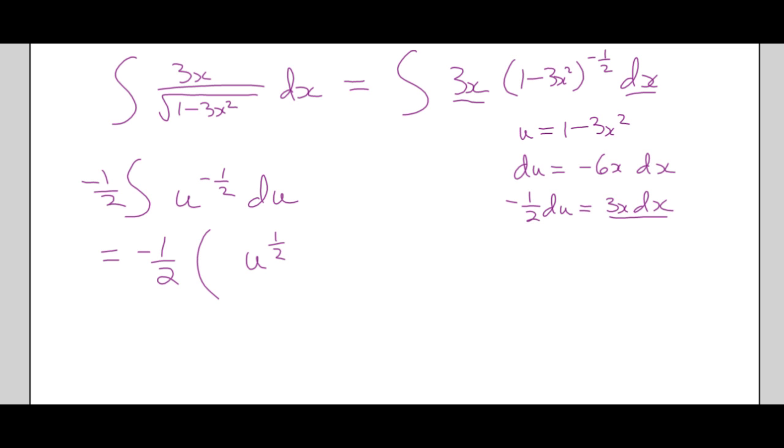What else do we need? Need a 2, right? Because this is going to come down as a half, but we've got a 1, right? This would be a half u to the negative a half, so we've got to put a 2 there. And we need a plus c.